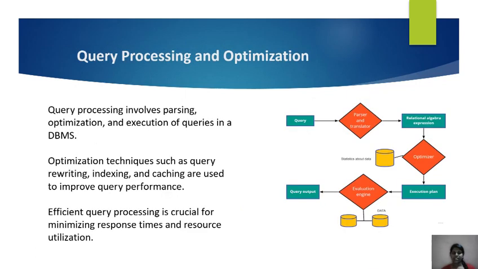Now let us see our next topic, that is nothing but query processing and optimization. Query processing involves parsing, optimization and execution of queries in a DBMS, that is nothing but database management system. Optimization techniques such as query rewriting, indexing and caching are used to improve query performance. Efficient query processing is crucial for minimizing response times and resource utilization.